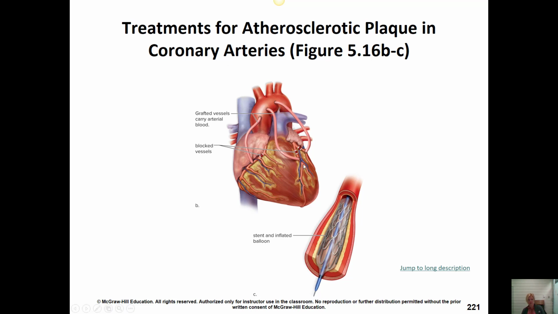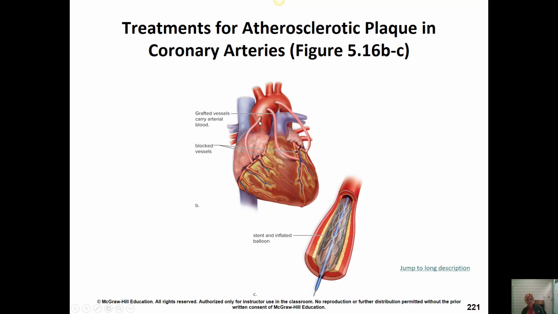So they take branches, so that if the clogged vessel is here, what they're going to do is take a vein from another part of the body, connect it beyond the damaged area and connect that right to the aorta. So as the aorta receives freshly oxygenated blood from the left ventricle, that freshly oxygenated blood will leave the aorta and enter this bypass vessel to serve the heart muscle.